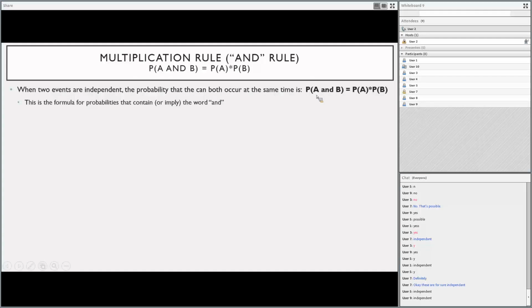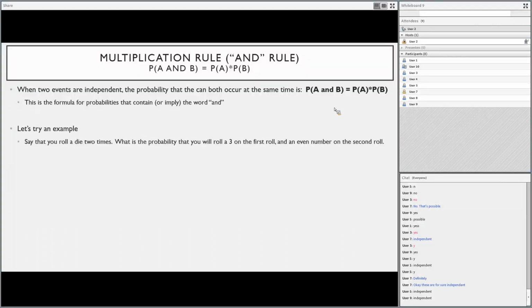So that leads us to our multiplication rule. The multiplication rule is basically the one I just said. When two events are independent, then the probability they occur at the same time is probability of A and B equals probability of A times probability of B. So this is the formula that we use anytime the probability wording contains or implies the word and. Again, you don't have to see the word and in there. As long as the word and is sort of implied, then you would use this formula. So let's try an example.